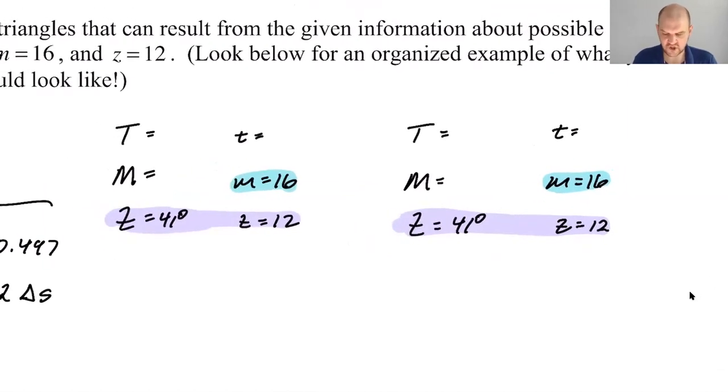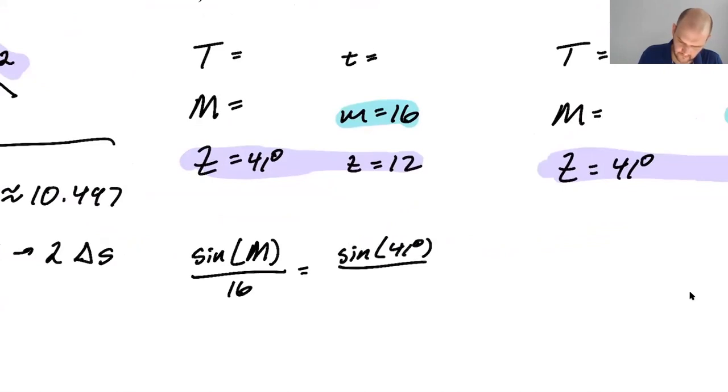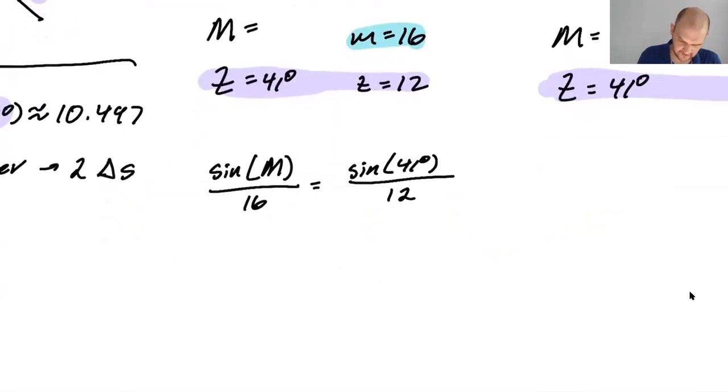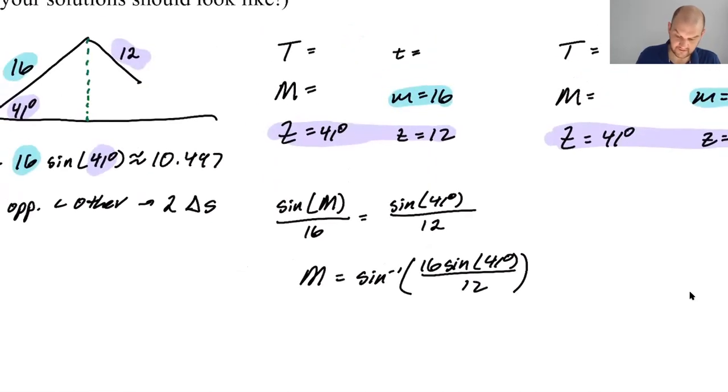All right, so we have our two sets of information. I'm gonna use the law of sines to find angle M. So I know that the sine of M over 16 is the same as the sine of 41 over 12, right? So let's say M is the inverse sine of 16 sine 41 over 12. And then that's a calculator problem.